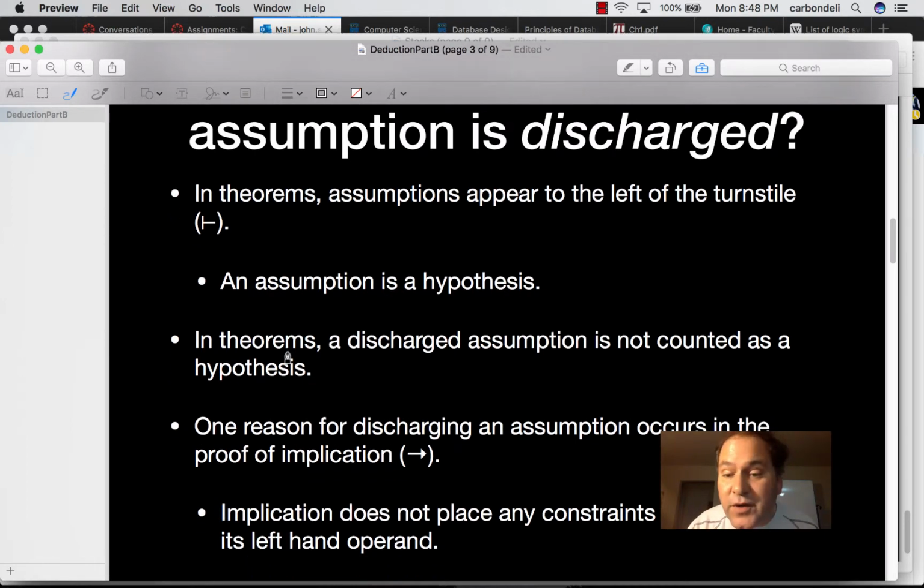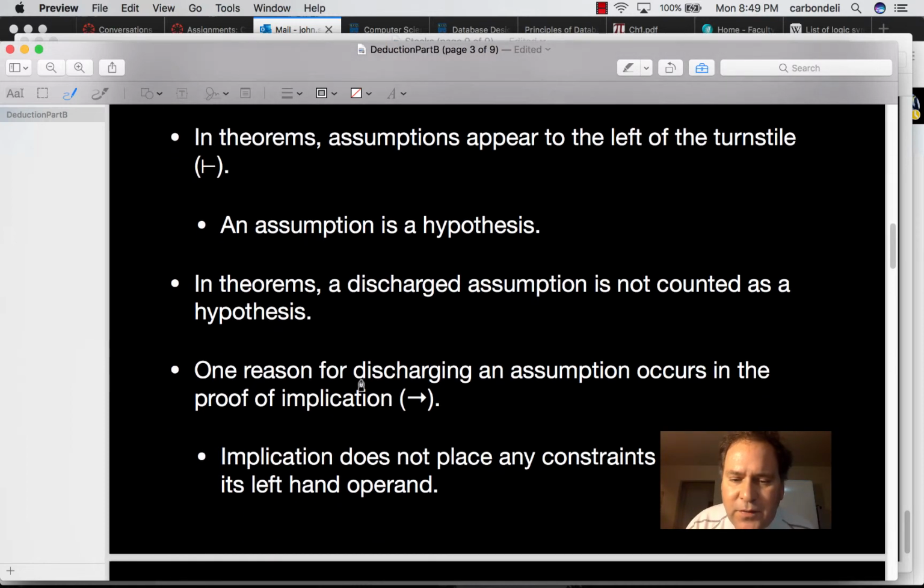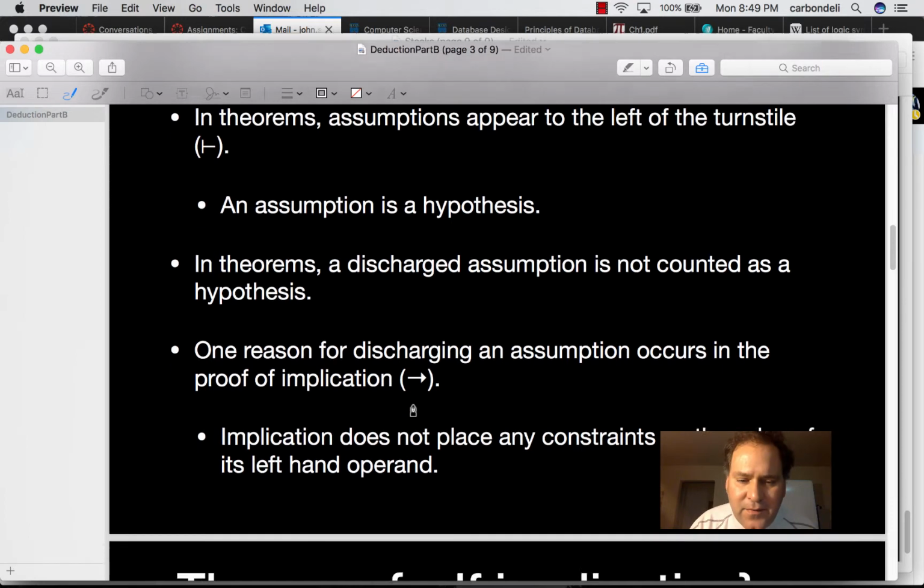One reason for discharging an assumption occurs in the proof of implication, which is represented by this rightward pointing arrow. And implication does not place any constraints on the value of its left-hand operand. And what that means is that when we write the proof for implication, we're explicitly discharging the assumption we made to assert the truth value of the left-hand operand of the implication operator.